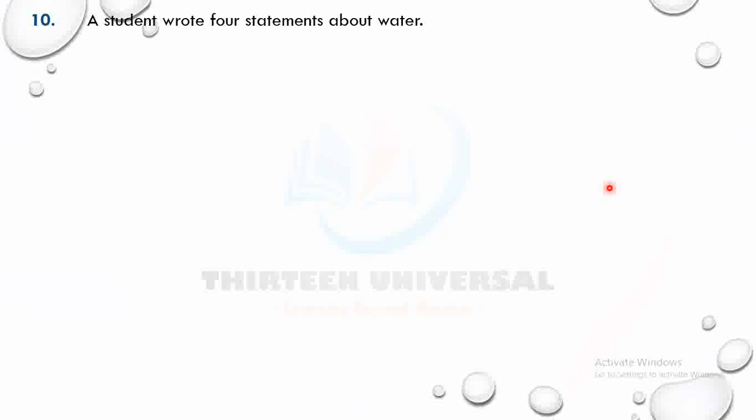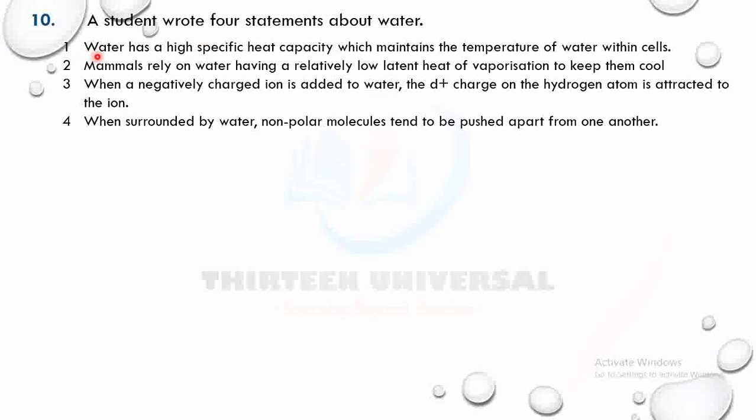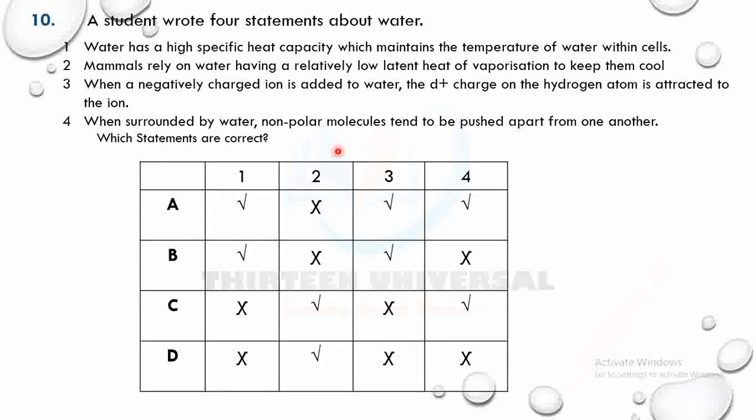Okay, a student wrote 4 statements about water. Number 1 says water has high specific heat capacity, which maintains temperature of water within cells. Number 2, mammals rely on water having a relatively low latent heat of oxidation to keep them cool. Number 3, when a negatively charged ion is added to water, the positive charge on the hydrogen atom is attracted to the ions. Number 4, when surrounded by water, non-polar molecules tend to be pushed apart from one another. So, which statements are correct? Pause this video and try it.